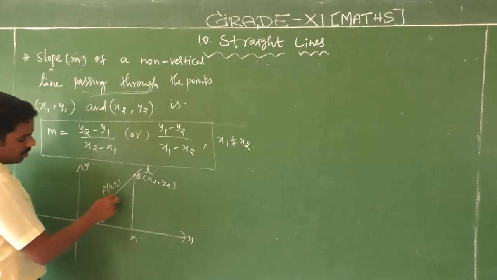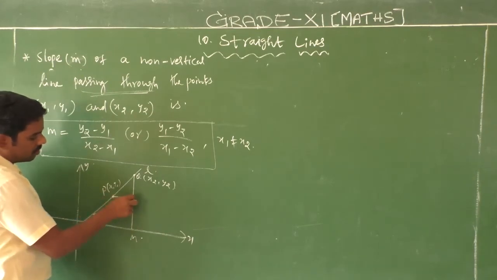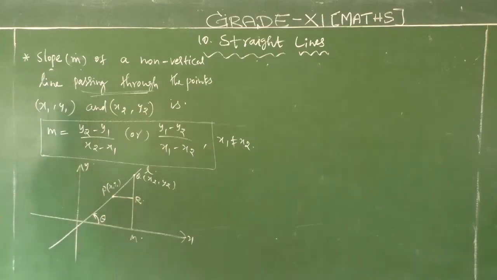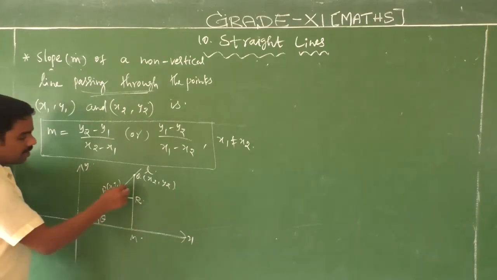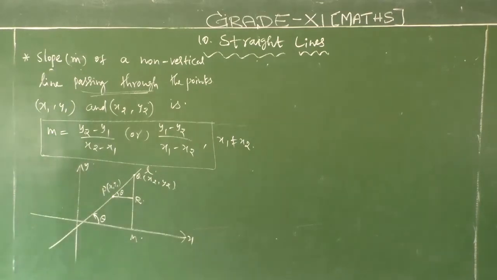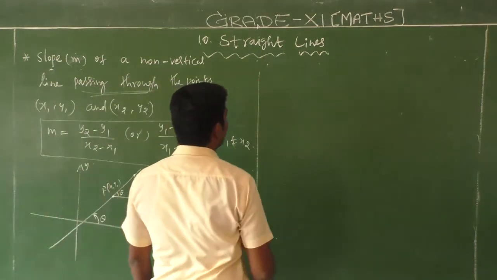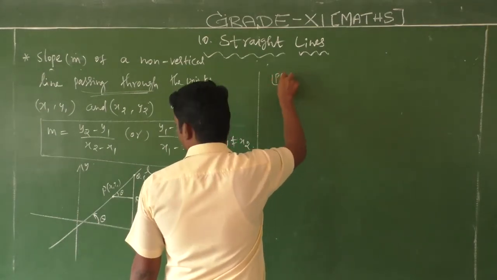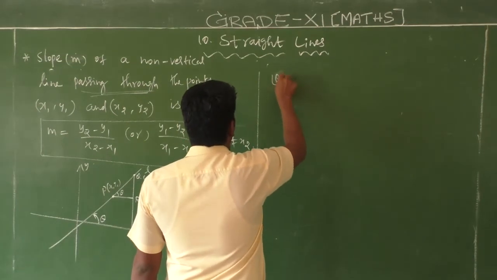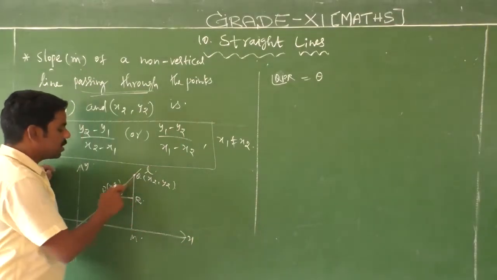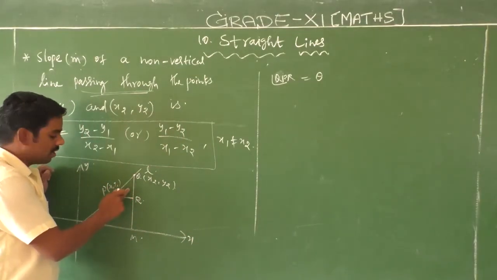Another line is perpendicular to the line QM. This is R. Let us consider R. Here the angle QPR is theta, the angle of inclination. Let us consider angle QPR is equal to theta.